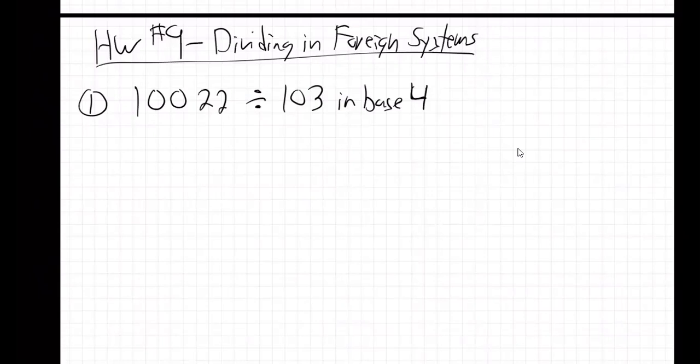This is the last thing we're going to do in foreign base systems. On Friday, we'll move on to something else. This is our last action in foreign bases, dividing. That's the hardest thing to do. All right, how do we do it?